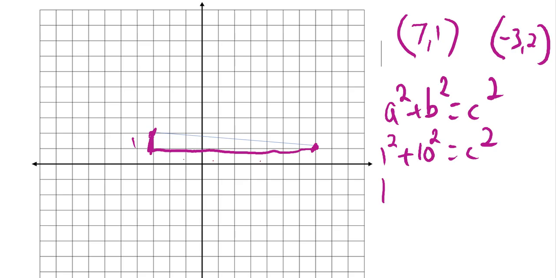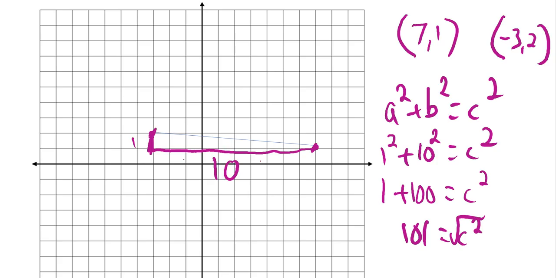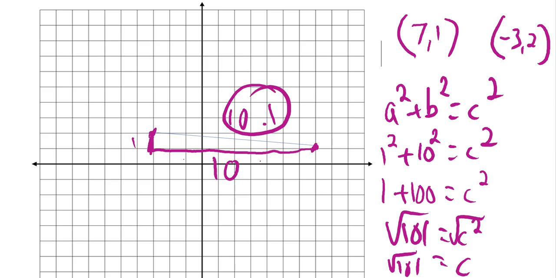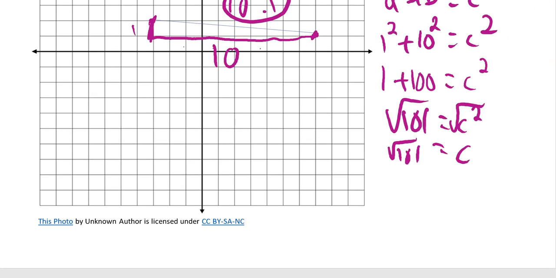All right, so 1 squared is 1, 10 squared is 100. You get c squared. I'm guessing that's 10. 1, 2, 3, 4, 5, 6, 7, 8, 9, 10. Yeah, that'd be 10. Yep. And then we're going to say 101 is equal to c squared. You take the square root of both sides, and c is the square root of 101. That is going to be a number just past 10. This has got to be about 10.1. All right, units. Anytime you are given any sort of crookedy line, you make it into the hypotenuse of a right triangle.